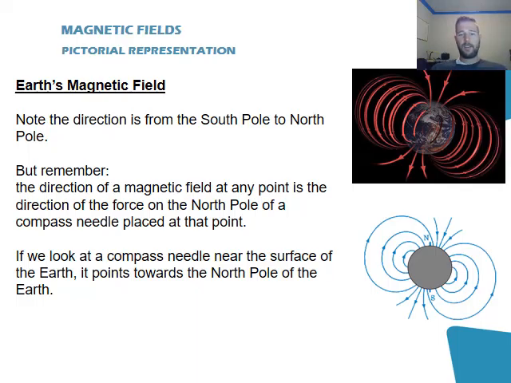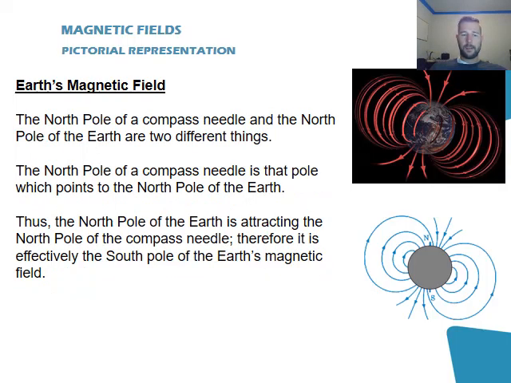Now this may seem wrong, but we've got to remember that the direction of a magnetic field is the direction of the force on a north pole of a compass needle placed at that point. So a north pole compass needle will point towards the north pole of Earth. Okay, so we have to recognize that the north pole of a compass needle and the north pole of Earth are two different things. So the north pole of a compass needle is the pole that points to the north pole of Earth, meaning the north pole of Earth is attracting that compass needle. So effectively, this makes the north pole of Earth the south pole of Earth's magnetic field.